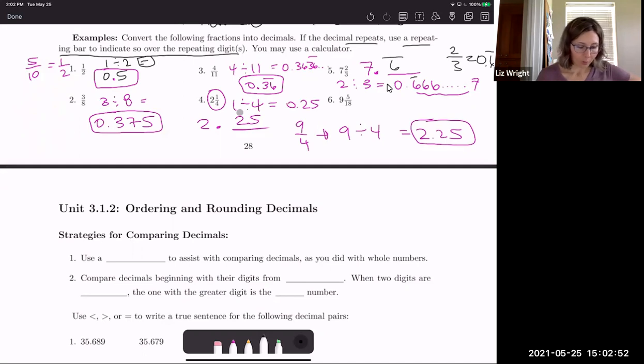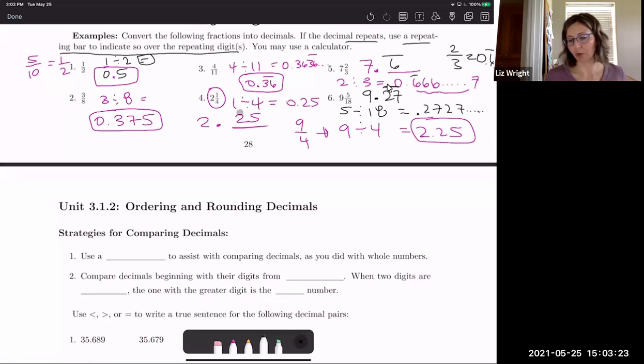And then finally, we've got 9 5/18. So you're going to do the 5 and divide it by 18, and you're going to get what that is as a decimal. It's going to be 9 point. And what do we end up getting for that one? It should be 27 repeating, because you're going to get 0.2727, and that just keeps going on that one. So just make sure that you were able to get those answers on your own as well.